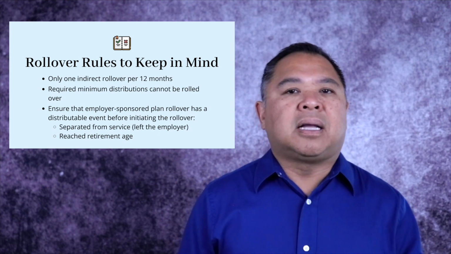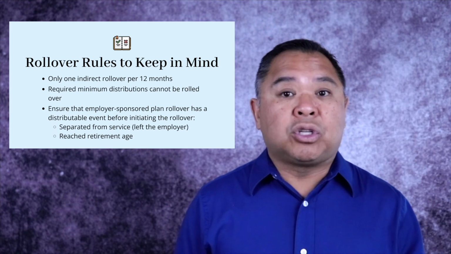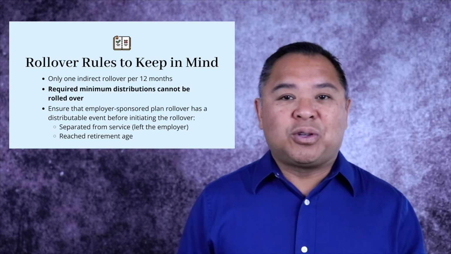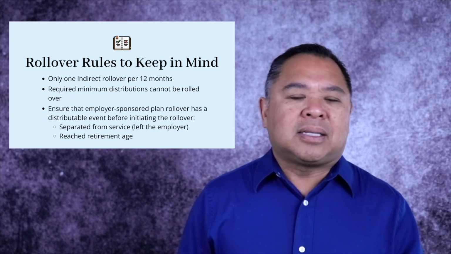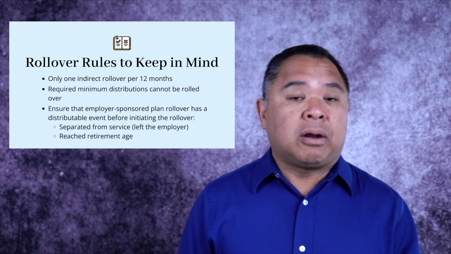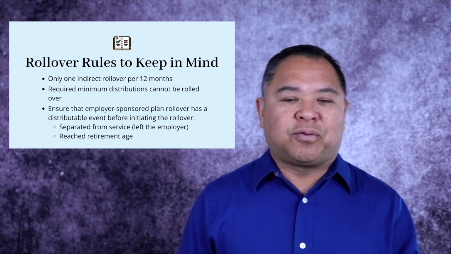Another thing to keep in mind is that if you're over the age of 73, meaning you're taking required minimum distributions, those are not eligible to be rolled over. So therefore, keep in mind, set aside that required minimum distribution and only roll over the amount above the amount of your required minimum distribution for the year.